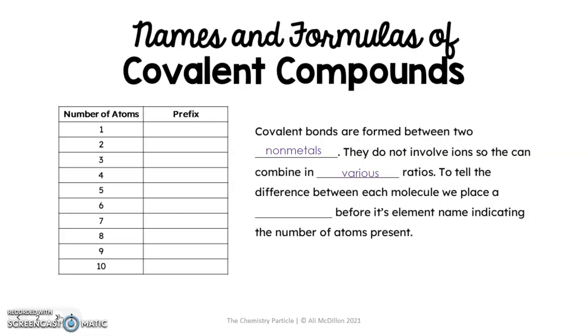So when we figured out the formulas of our ionic compounds, that depended on the charge of the ions because the whole thing had to equal out to be neutral. But with our covalent compounds, since they're sharing their electrons, they can have different ratios. So to tell the difference between each molecule, we place a prefix before its element name indicating the number of atoms present. Before, when we were doing ionic bonding, we just named the cation and the anion, and we changed the ending to IDE. For covalent compounds, it's a little bit more complex, and we're going to have to know these prefixes.